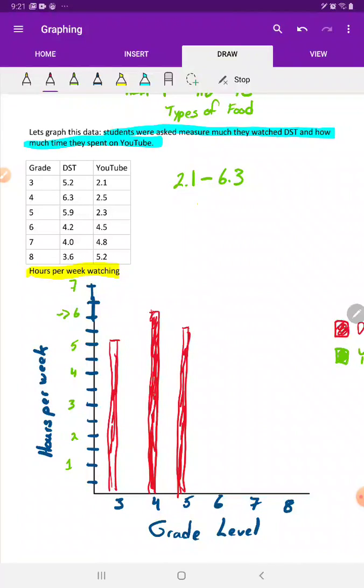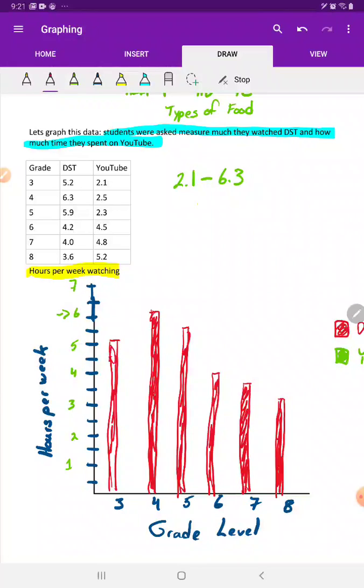Grade 6, we're going to go 4.2, which is right around there. I do expect you to be as precise as possible on this, so don't spend too much time guessing. If you have a straight edge, pull out a straight edge. By straight edge, I mean a ruler, but you can also use the edge of a piece of paper, for example. That would give you a nice straight edge. Okay, and there's 3.6 for grade 8.